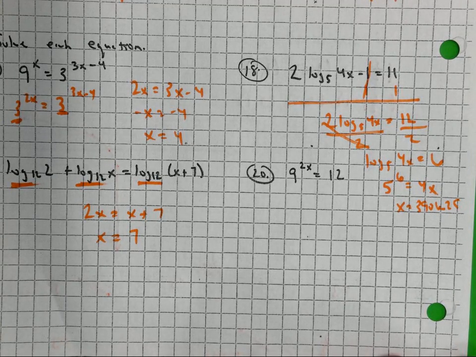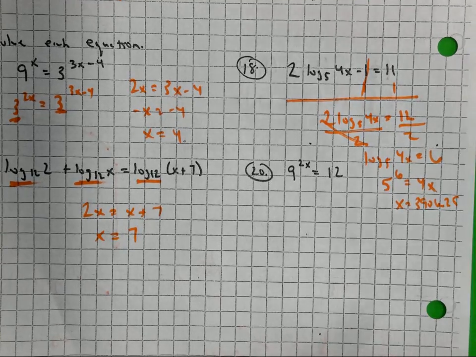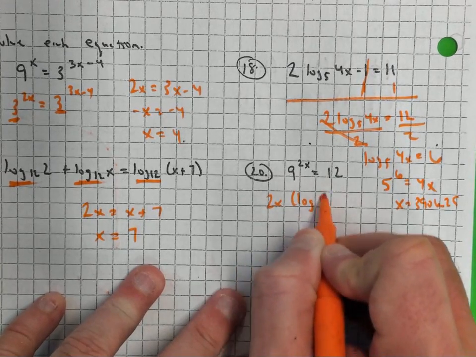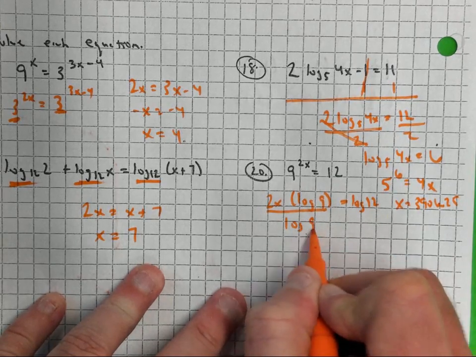Number 20, what type of equation is that? Can I get the bases to be the same? No, so I'm going to use my power rule and bring that 2x down. Log 9 equals log 12. Divide both sides by log 9.